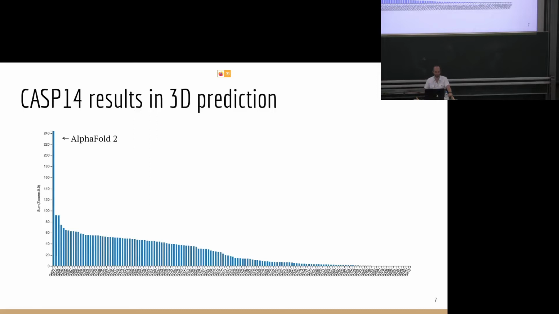ColabFold didn't exist at this point. We look at a graph later where I compare performance with also a bit of ColabFold, but at this point, none of that existed, right? This was just the first day AlphaFold was visible, essentially.